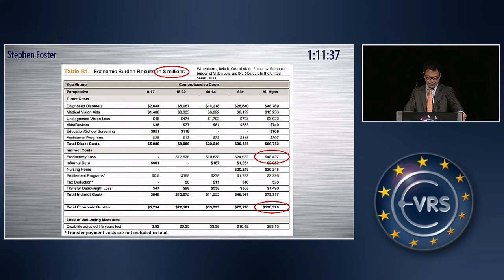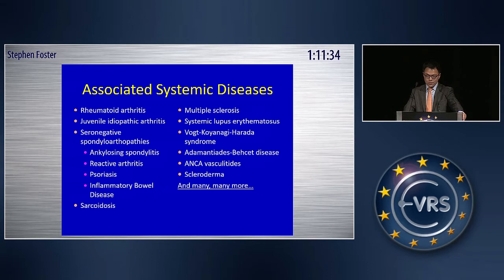So as you know, it's associated with a lot of systemic diseases: RA, JIA, seronegative spondyloarthropathy, sarcoid, MS, lupus, VKH, Behçet's, ANCA vasculitis, and scleroderma, and many, many more.